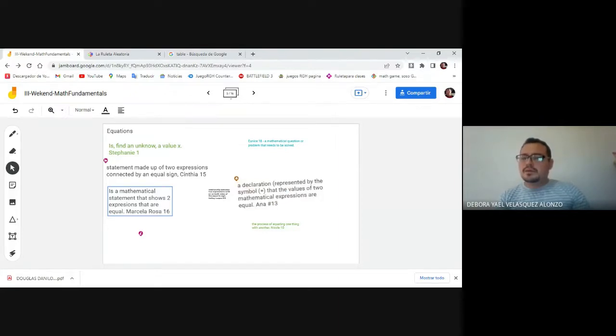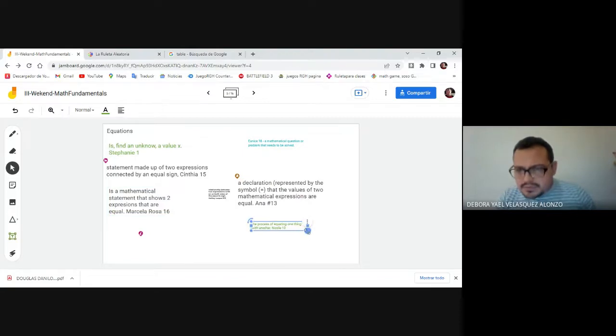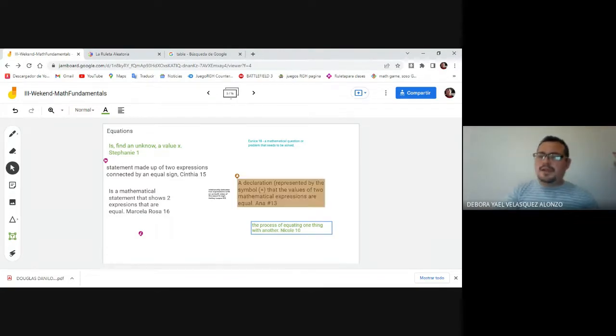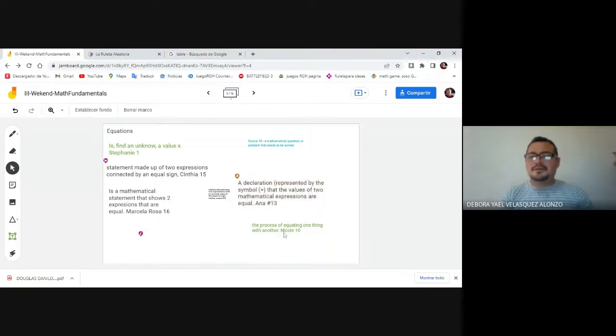So there you have a declaration by the symbol equal, that shows the equivalence, I think, of two values. I can see this one of Andrea Nicole. It's the process of equating one thing with another one. Okay, that's so interesting. Just remember to leave your name and the number on the list, please.